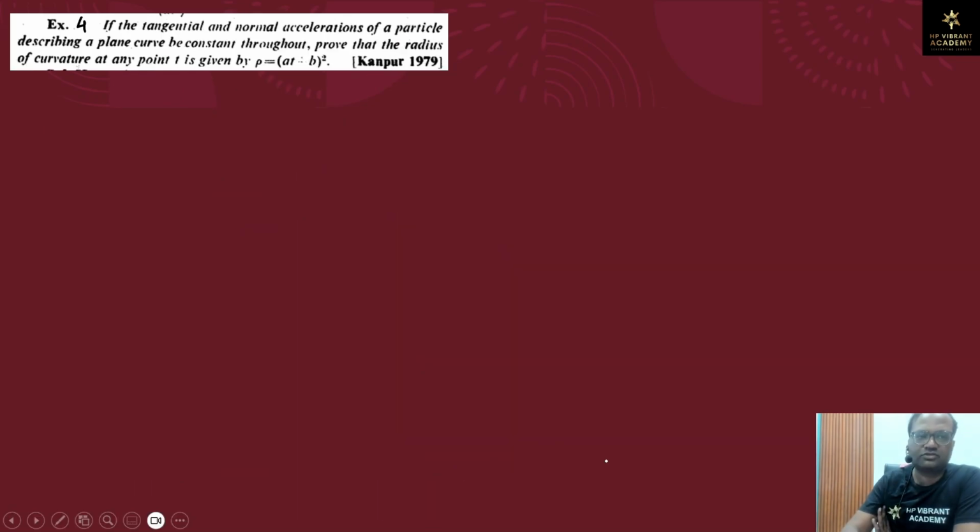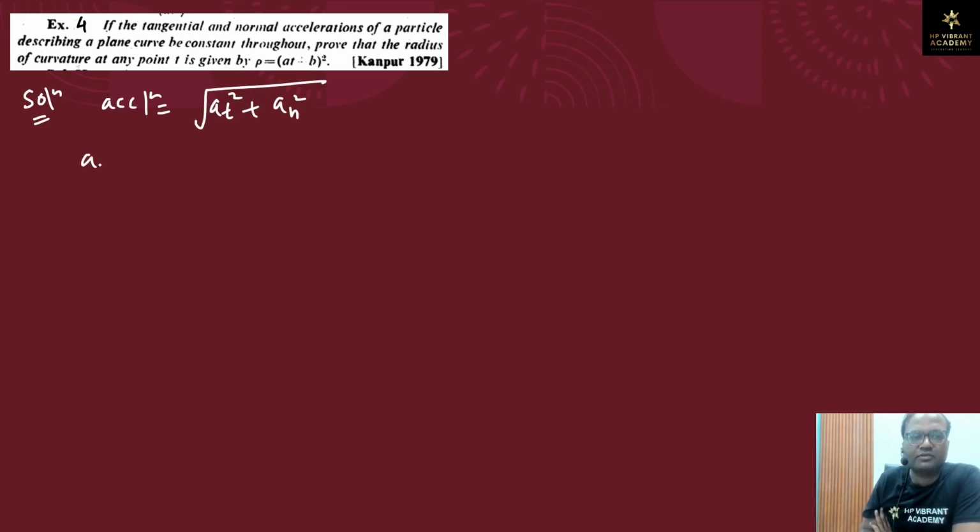Okay. Let us discuss question number 4. So what is given in the question? If the tangential and the normal acceleration of a particle describing a plane curve be constant throughout, prove that the radius of curvature at any point. Okay. So what is given in the question? We have the acceleration as under root tangential square plus normal square. So we have at is equal to d2s upon dt square, which is equal to dv upon dt, which is equal to constant. Let us consider this constant as lambda.